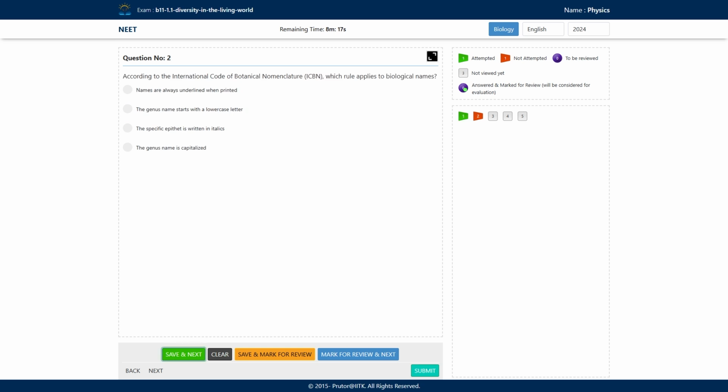The next question, according to International Code of Botanical Nomenclature, ICBN, which rule applies to the biological names? Means they are talking about the scientific names. A is names are always underlined when printed. B is the genus name starts with a lowercase letter. C is specific epithet is written in italics, and D is the genus name is capitalized. What would be the correct answer?